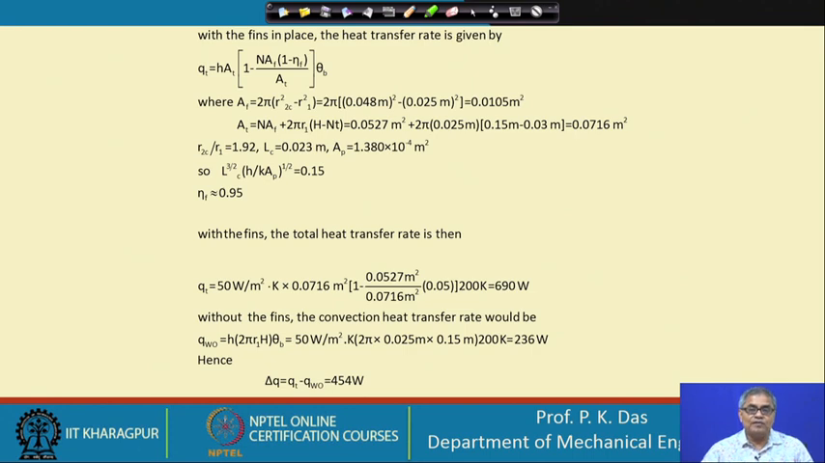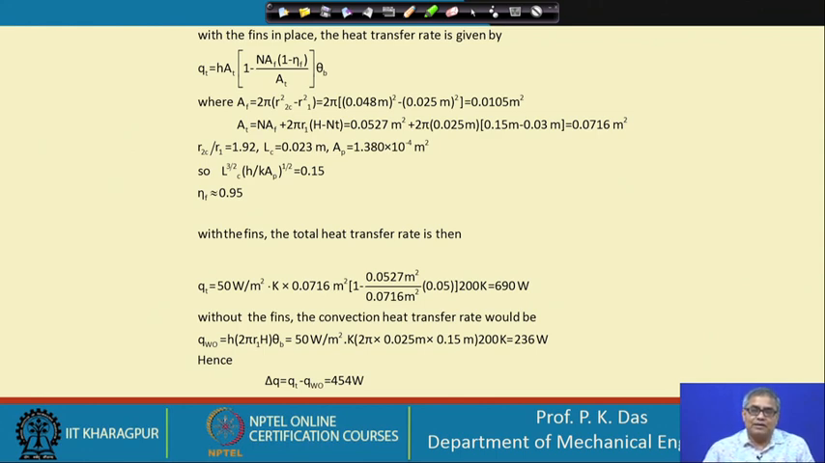And then if there are no fins, and there is only a bare cylindrical surface, we can calculate assuming that the heat transfer coefficient has remained the same. So, assuming that, we get a heat transfer value of 236 watt. So, by providing fins, how much gain have I got? Qt minus Qwo, Q total minus Q without fins, that is 454 watt. So, that is what we get, and obviously by providing fins, this is the advantage we are getting.